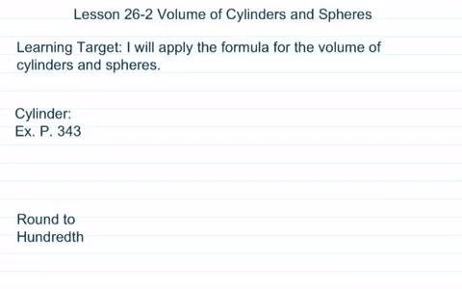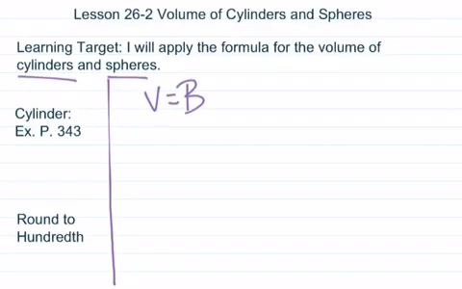Okay, lesson 26-2. This is going to be volume of cylinders and spheres. So this will be our last volume lesson. All right, so we're going to apply the formula for volume of cylinders and spheres. We're going to do one cylinder example and one sphere, again using the formula. All right, so cylinders, your formula is volume equals area of the base times the height.